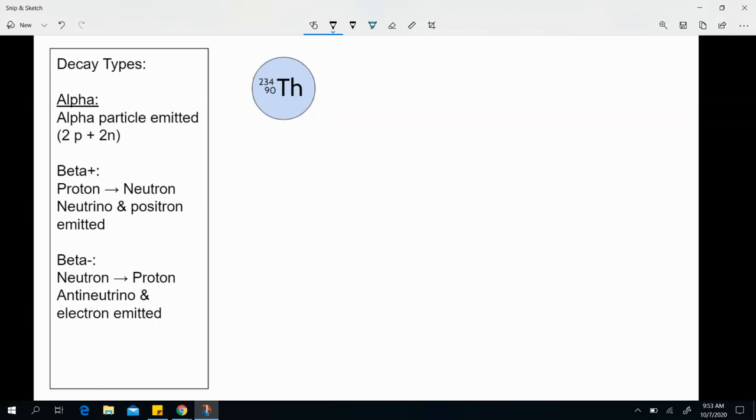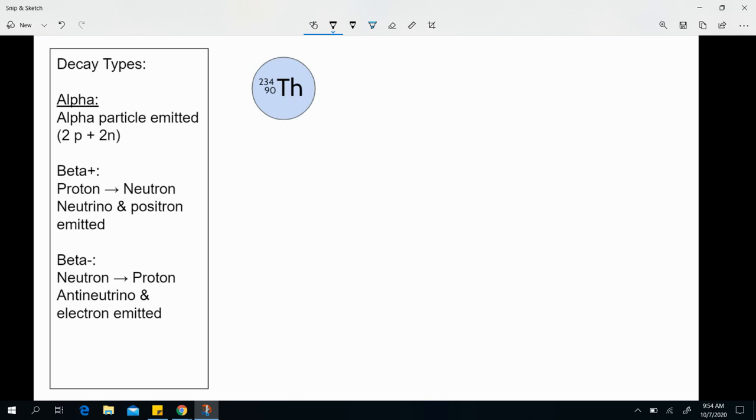Hi guys, I would like to show you how to make an example decay chain using thorium-234. Before we get started, let's review our decay types. The ones that actually change particles are alpha and beta. With alpha decay, we're going to shoot out 2 protons and 2 neutrons.